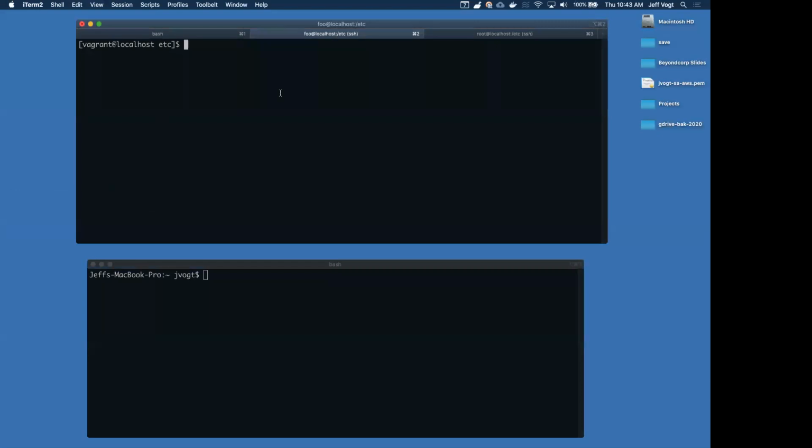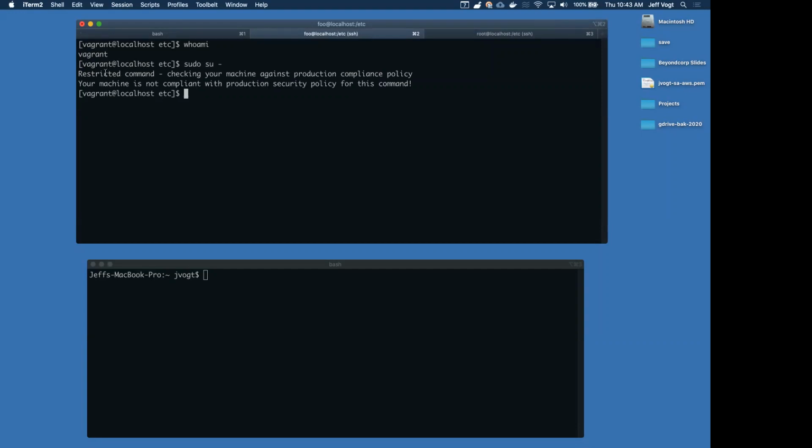So I've got a little demo node stood up here, and I'm currently logged in as the user vagrant. What I want to do is become root on this node. So if I try sudo su, this is what's going on here: this is a new version of CentOS and a new version of sudo that lets me write plugins in Python for the sudo command.